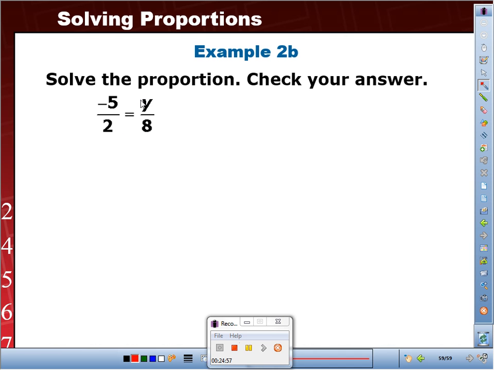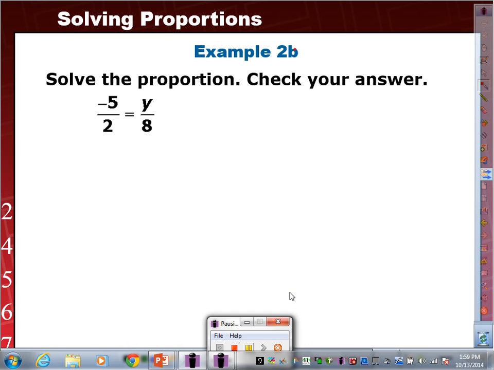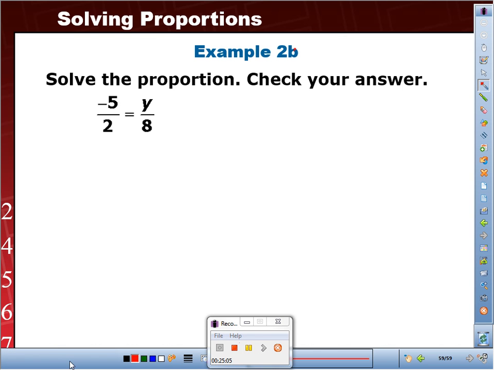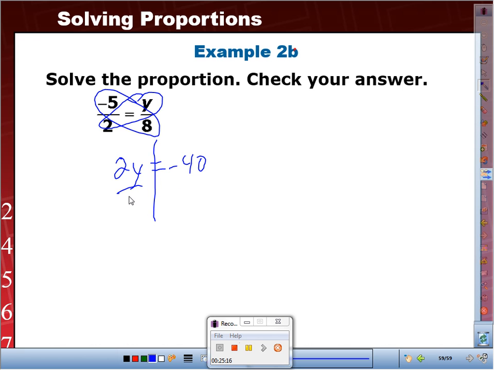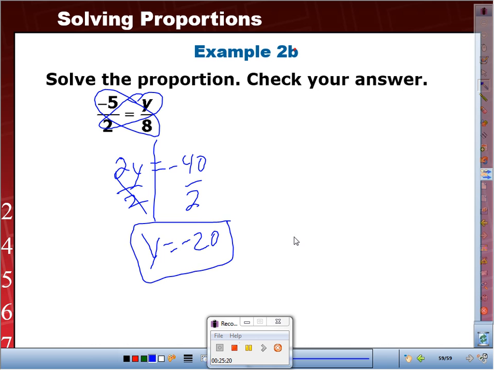Negative 5 over 2 equals y over 8. That's example 2b. Go. You've got 20 seconds. Okay, once again, cross multiply, starting with the variable. This is 2y equals negative 40. And therefore, divide by 2, y equals negative 20. Yes? Okay? Alright, so check this out.